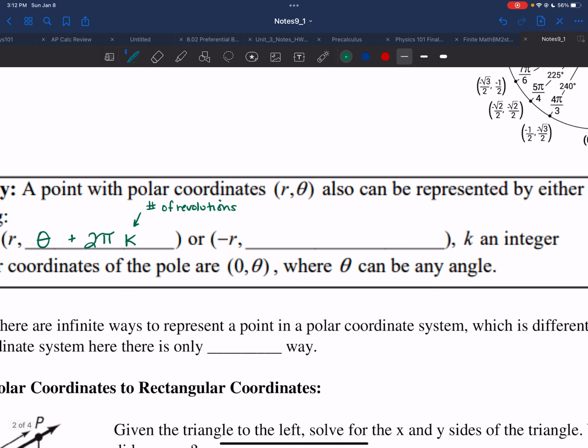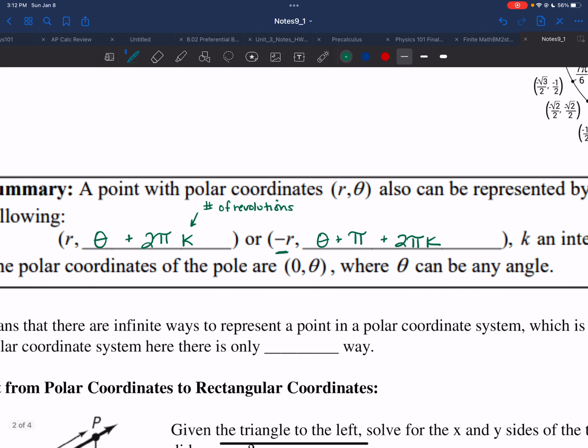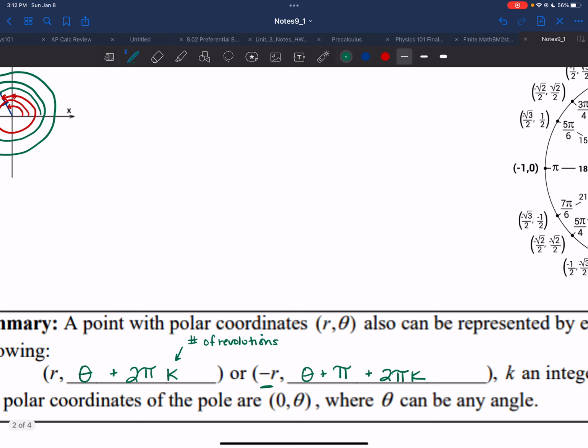If you have negative r, remember we put it in the opposite quadrant. That's the same as adding pi. So first we're going to take that angle that was originally in my coordinate, and I'm going to add pi to it to get it into the correct coordinate. And then from there, I can do what I did before of 2 pi k with my original one. Okay, so that's how we're going to do it multiple ways.